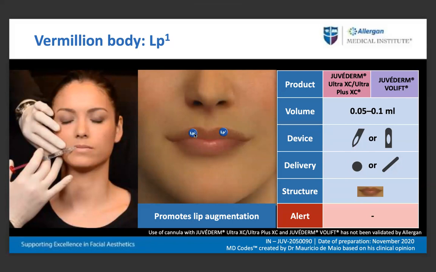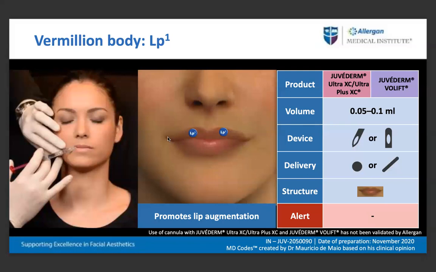You give 2 linear threads, like you divide this area into 2 parts. First, you insert the needle from here, start injecting and come back retrograde. Then make a second entry point over here, go till here and then come back. This injection is at the junction of the wet and dry lip. You evert the lip, put the needle at the wet-dry border, and then start injecting and withdrawing at the same time.